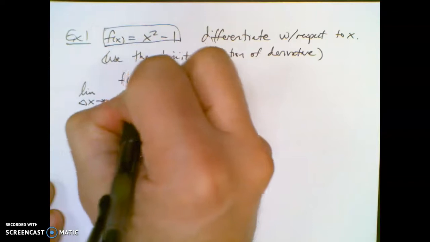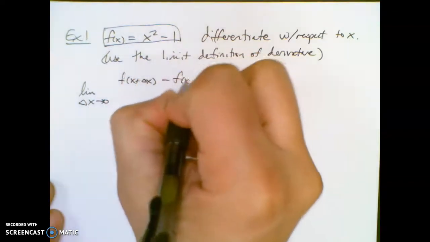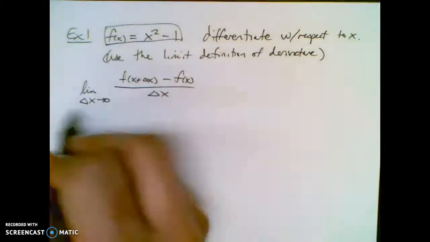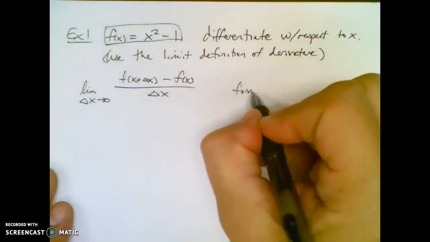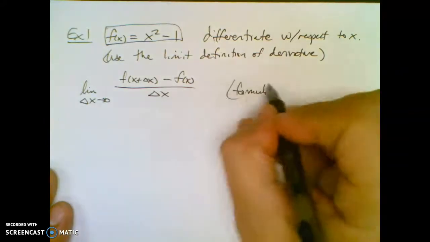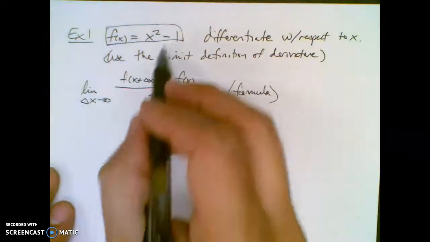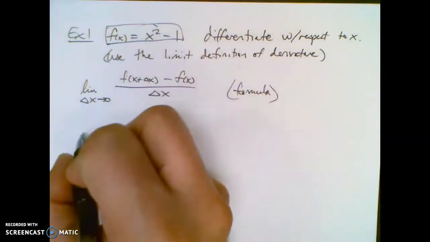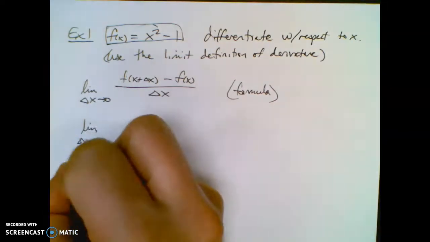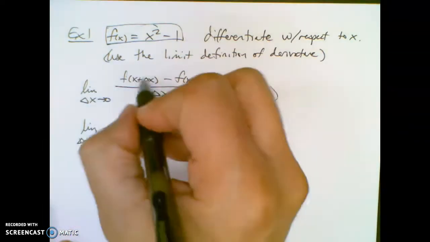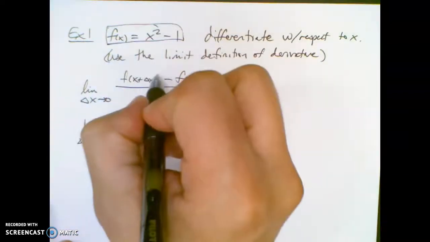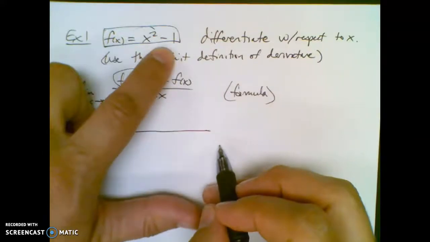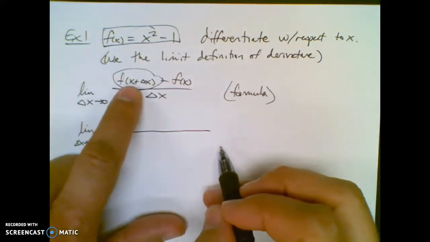F of x plus delta x minus f of x over delta x. This is the formula. Okay. Now I'm going to start plugging in stuff to make it match this guy. Okay. So the first thing I like to do, well, you have to have your limit as delta x goes to 0. First thing I'm going to do is deal with this guy. So if this is regular f of x, I want to write f of x plus delta x.